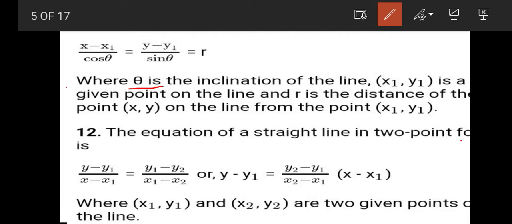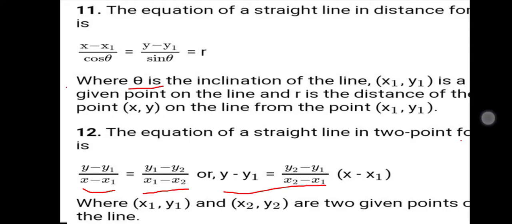The equation of a straight line in two point form is (y minus y1) upon (x minus x1) equal to (y2 minus y1) upon (x2 minus x1), or we can say y minus y1 is equal to (y2 minus y1) upon (x2 minus x1) into (x minus x1), where (x1, y1) and (x2, y2) are the 2 points on the given line.